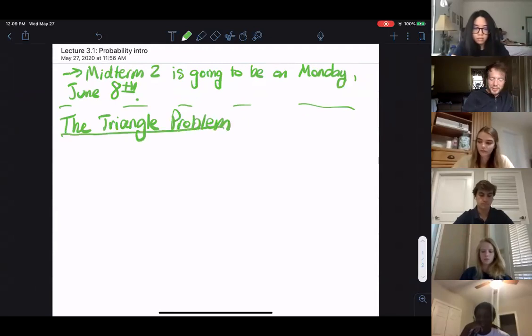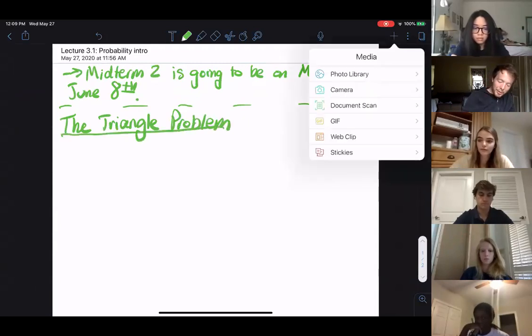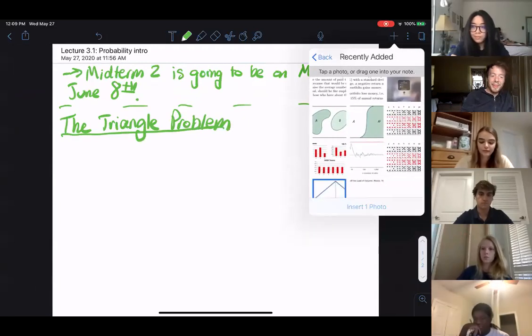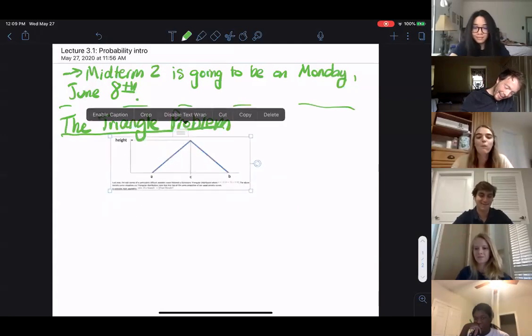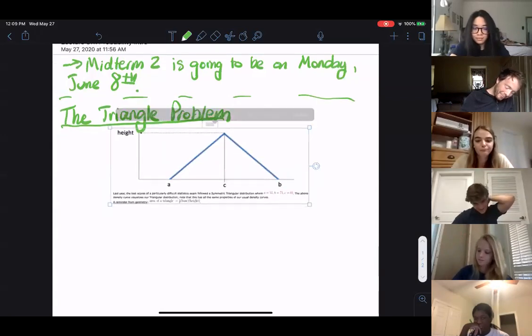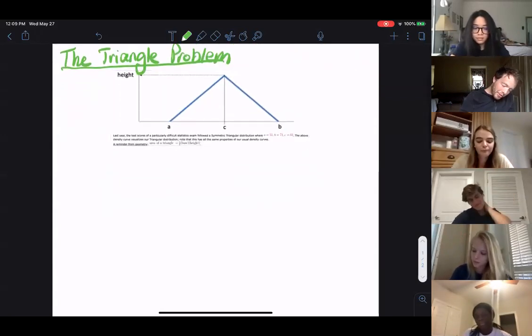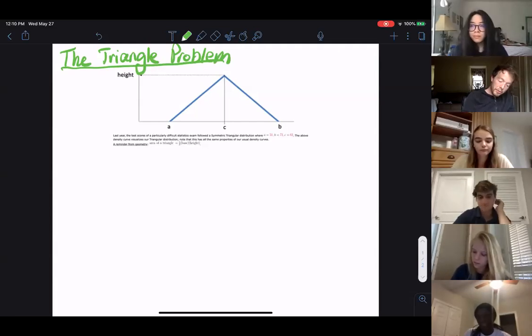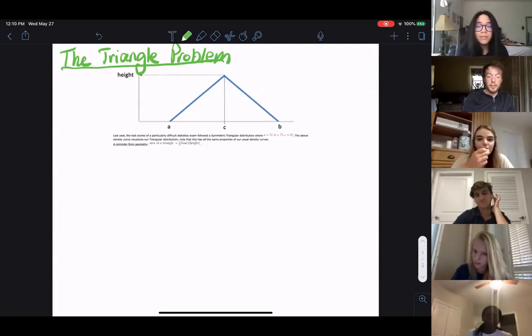So let's do this. Also, don't hate me too much, but I'm naming it the triangle problem, and I'm naming it that because I made this problem up, so I get to name it. All right. Last year, the test scores of a particularly difficult statistics exam followed a symmetric triangle distribution where A is 51, B is 71, and C is 61.